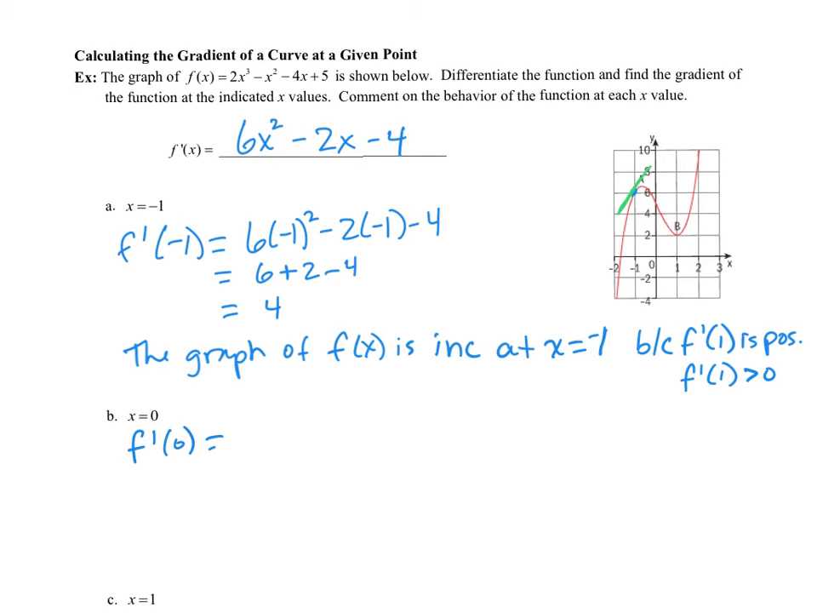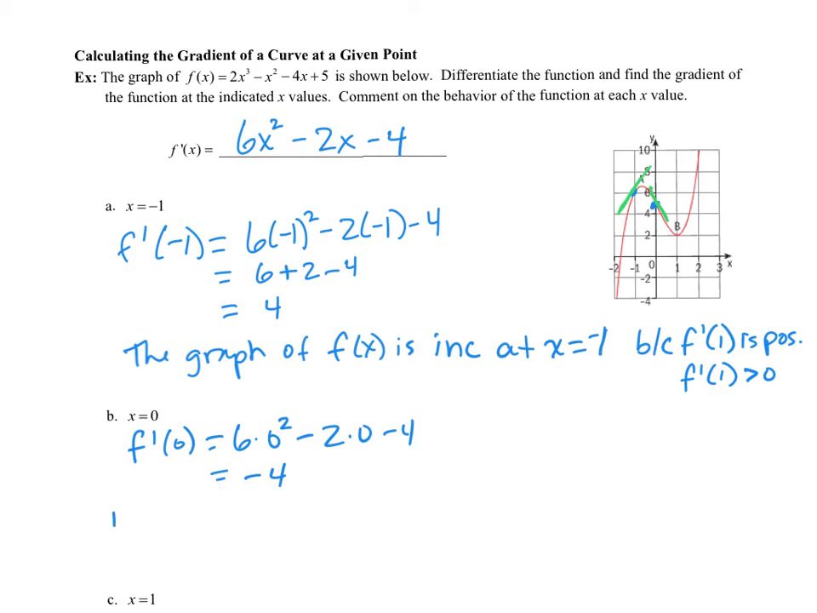So f prime of 0 would be 6 times 0 squared minus 2 times 0 minus 4, which simplifies to negative 4. Okay, so what does that mean? That means at 0, let's indicate that point on our graph. At x equals 0 right here, the tangent line looks like this, doesn't it?